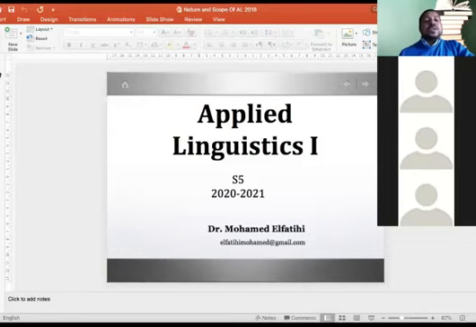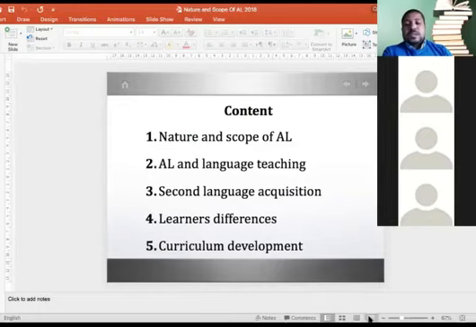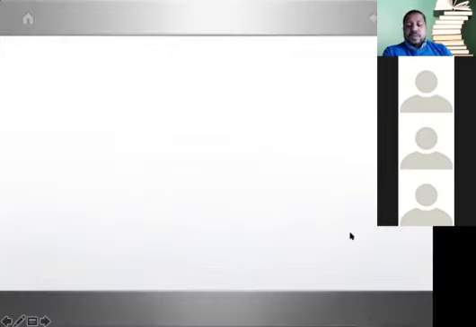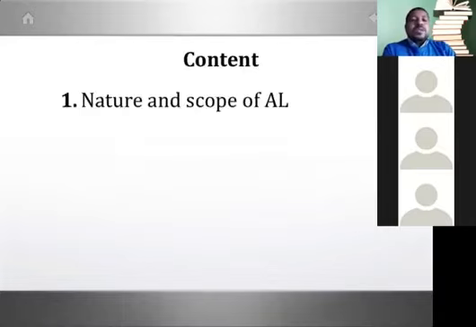So this course, entitled Applied Linguistics 1, is one of the semester 5 courses that you are taking, and it has a number of components. These are the components we'll be looking at this semester. The first chapter is the nature and scope of applied linguistics. In this chapter, we look at the main terms used in applied linguistics, the definitions of the field, and also its history, the main issues, the main branches, etc. So we'll be introduced to this discipline.